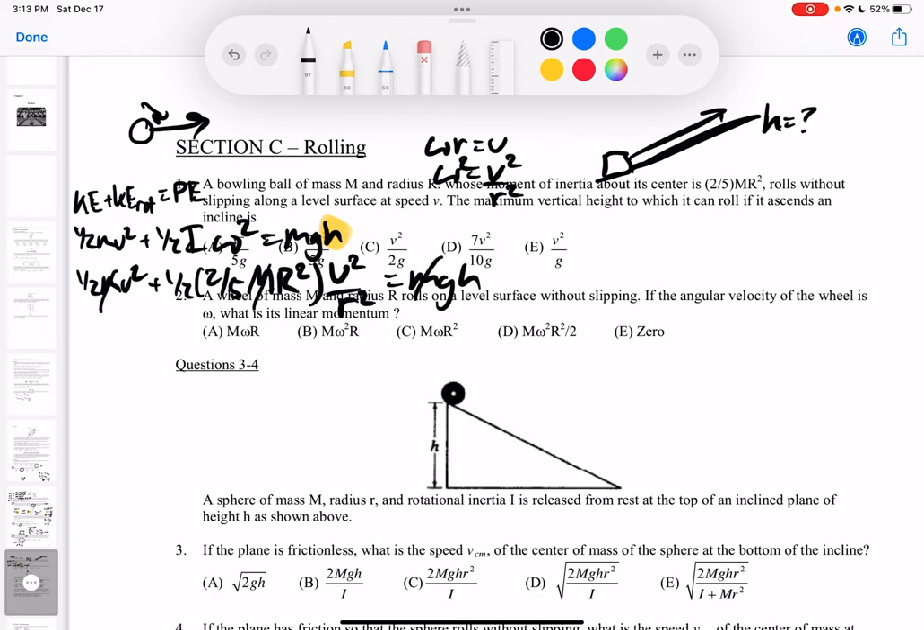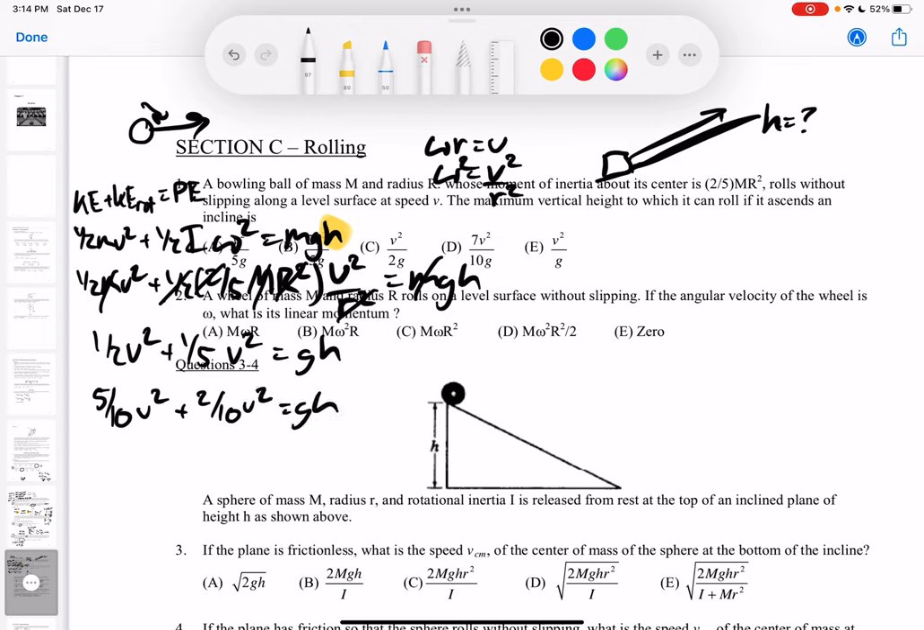You also notice that this 1/2 cancels with this 2. And this r cancels with this r. So I have 1/2 v squared plus 1/5 v squared equals gh. Okay? So I need to go ahead and add these two things. So I'll have 5/10 v squared plus 2/10 v squared equals gh. So add that, I have 7/10 v squared equals gh.